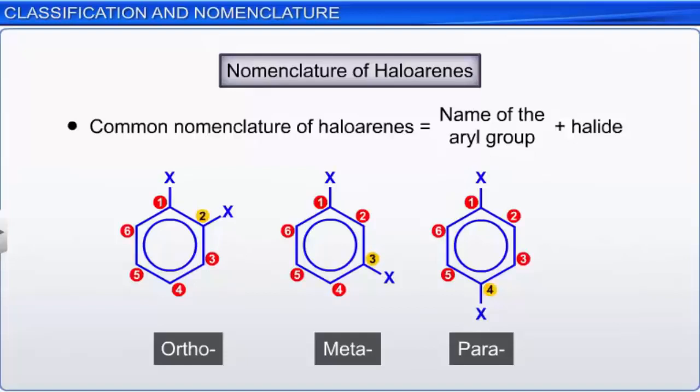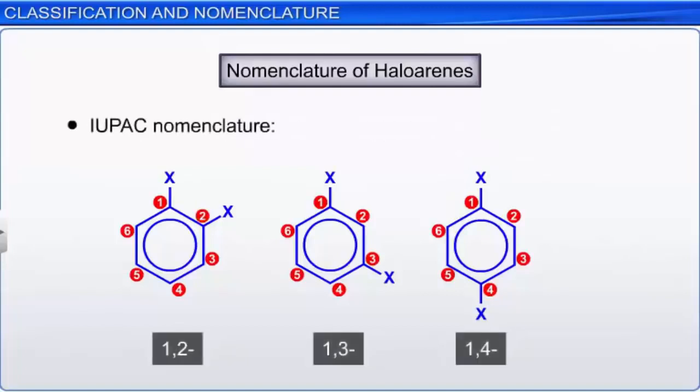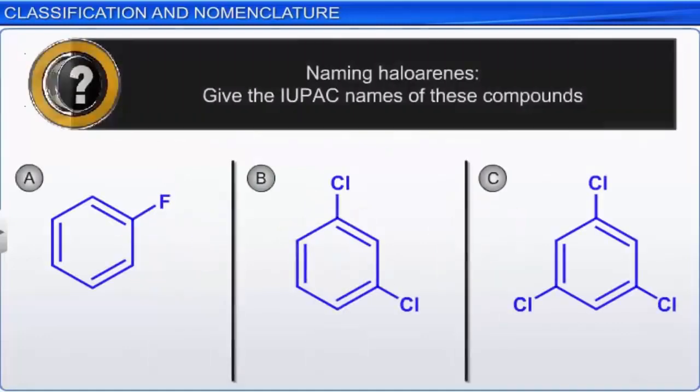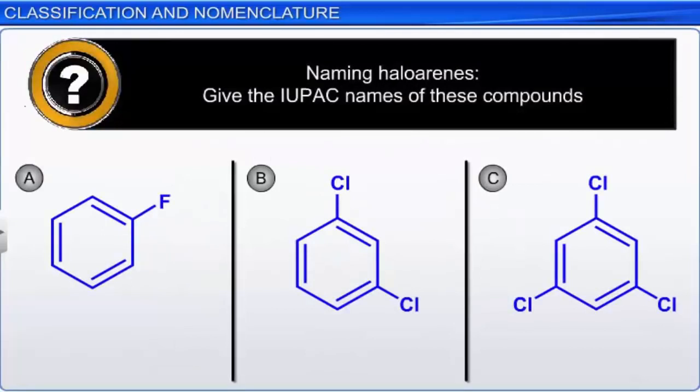Let's work through some practice problems together. What are the IUPAC names of these compounds? All 3 molecules are benzene derivatives. Remember that if more than 1 similar substituents are present, then we must give the location of each and include prefixes indicating the number present.